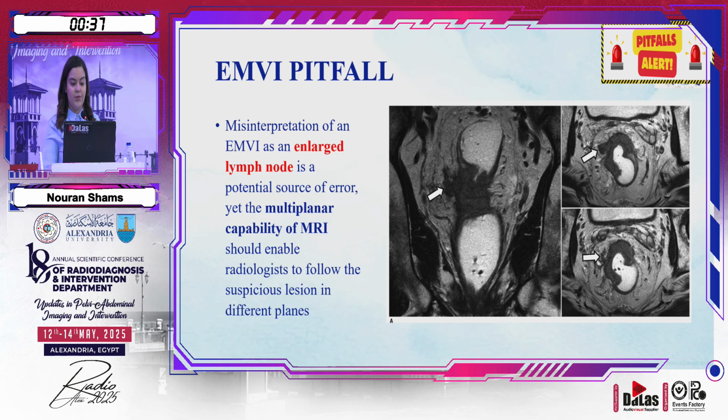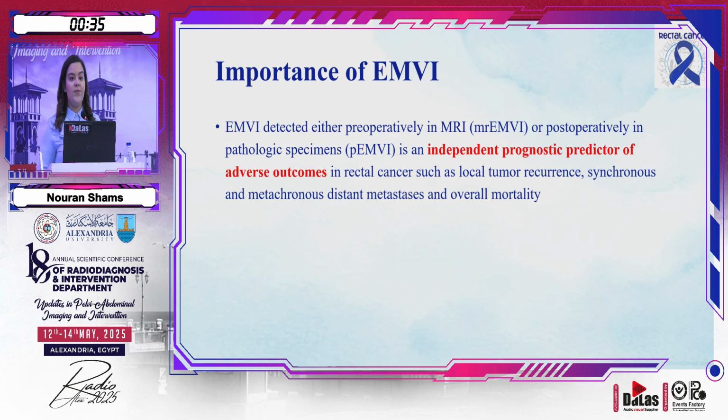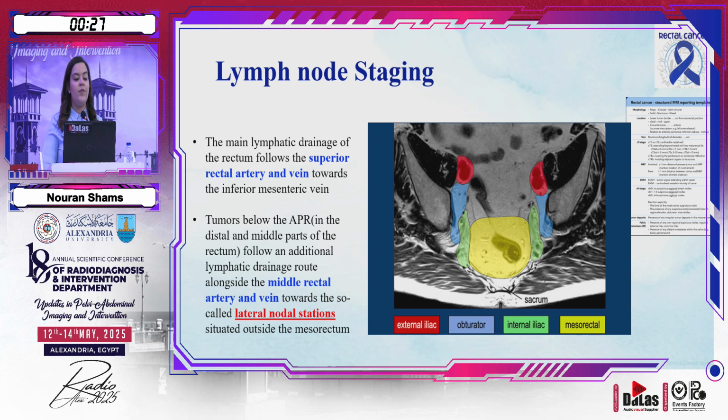Is it important to differentiate both? Well, EMVI is a marker of poor prognosis. However, mesorectal lymph nodes are removed along with the surgical resection. Quickly going over the lymph node stations, the rectum is classically drained by the superior rectal artery cranially towards the inferior mesenteric vessels. However, in tumors below the APR, additional nodal stations known as the lateral nodal stations are visible. All the nodal stations can be assessed on rectal MRI.